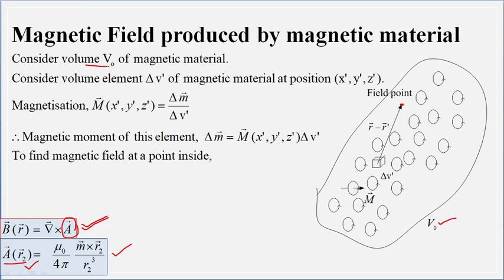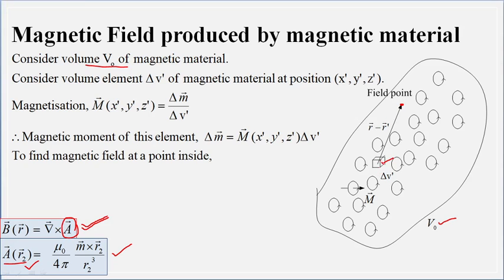See, we have considered the volume V0 of the material. Then we consider the element here. This box that I have drawn is a volume element. Volume element means volume tending to 0. Now why are we taking this volume element? Because in that given volume element, the magnetic moments of all the atoms will be equal and in the same direction. So we take that volume element.